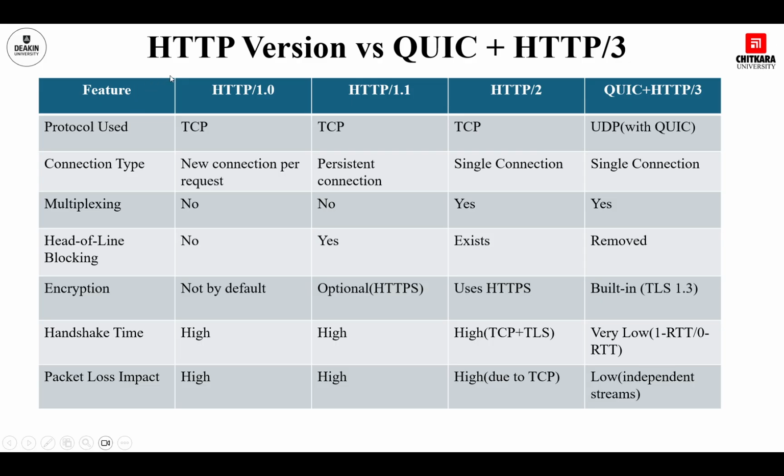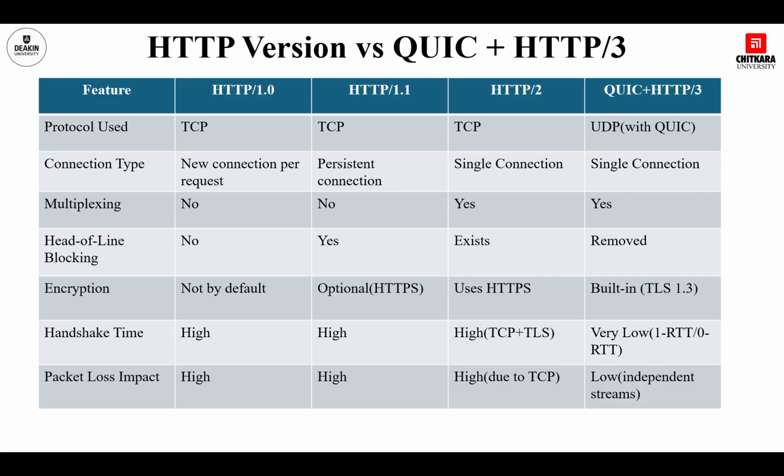So this is the comparison between the HTTP versions versus QUIC plus HTTP/3. We can see the features. First of all, HTTP 1.0 is a non-persistent protocol. TCP uses that protocol. The connection type is a new connection per request. So we have to create a TCP connection again and again for every web object we request, for every HTTP request we send to the server.